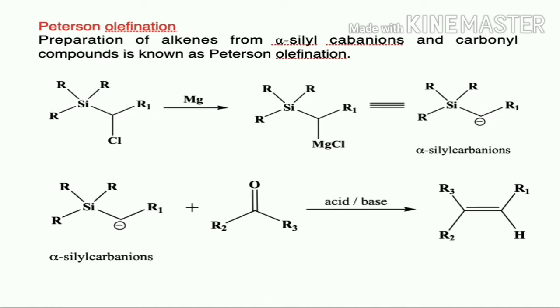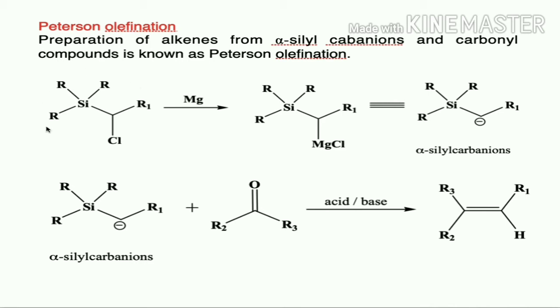So next is Peterson olefination. This is a very important reaction of organosilanes. That is, the preparation of alkenes from alpha-silyl carbanions and carbonyl compounds, and is known as Peterson olefination. So we are going to get alpha-silyl carbanion. So this is the reaction how we can generate alpha-silyl carbanion.